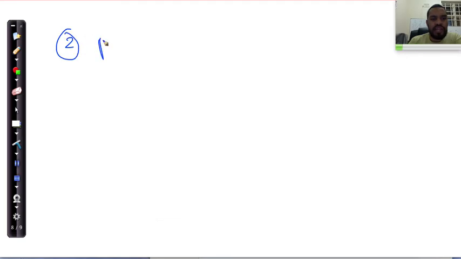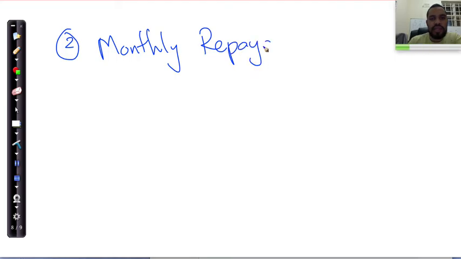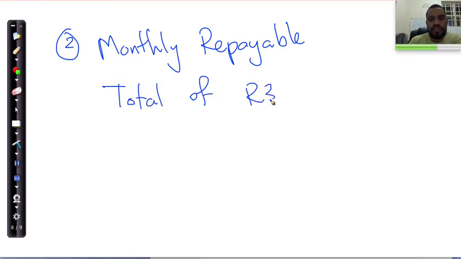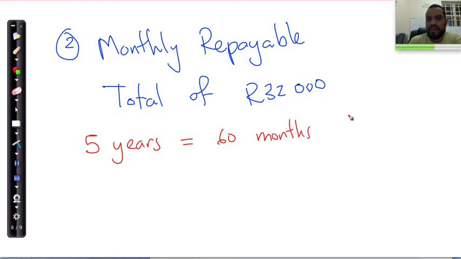If I continue further, I'm going to say now, what is the monthly repayable amount? How much do I owe and how much should I pay each month? So you know that you have to pay a total of 32,000. And for 5 years, the question is how many months is that? 5 years is the equivalent of 60 months. How did I work that out? The answer is simple. It's going to be 5 multiplied by 12. Okay, 60 months.